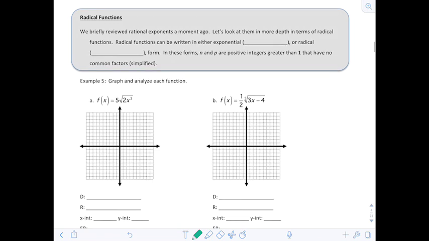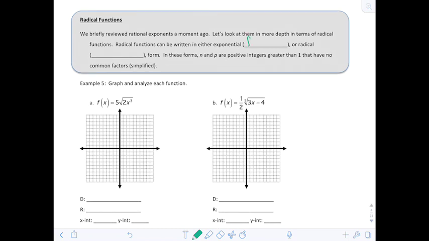All right, the last type of function we're going to talk about are radical functions. Really, just a minute ago, we looked at making those rational exponents radicals. So we've already discussed this quite a bit. As this says in the gray box, we briefly reviewed rational exponents a moment ago. Let's look at them in more depth in terms of radical functions. Radical functions can be written in either exponential form, for example, what we just saw, f of x equals a x to the p over n, or radical form.